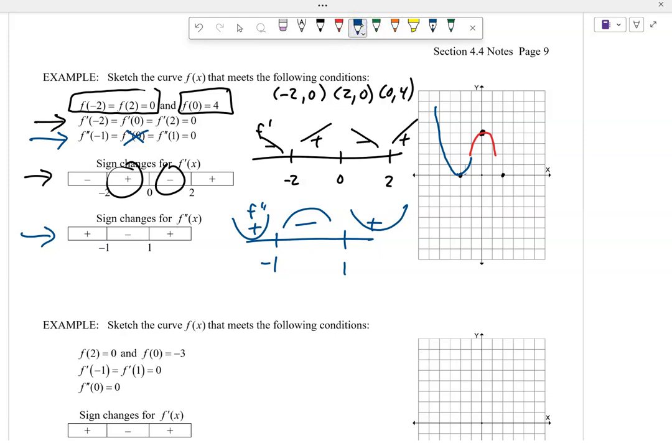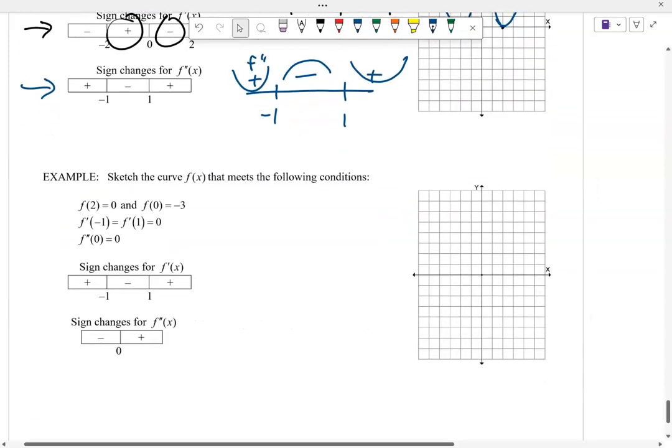But we got to change concavity after 1 to concave up, but we still decrease to 2, and then we increase after 2, but we stay concave up. And that's a pretty decent curve sketch of that one. Let's do another one here on this next one.